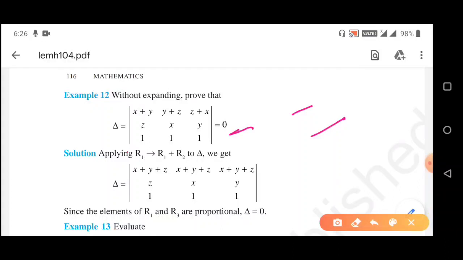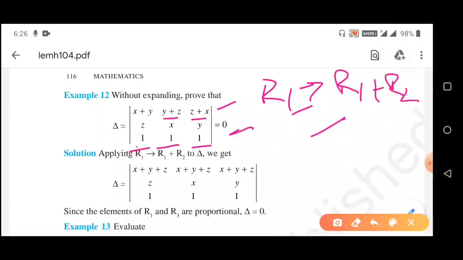See, here we can make the elements 0 by multiplying any row by anything, after that adding or subtracting. But see, here we have 1, 1, 1. Now in row 1 we have x plus y, y plus z, z plus x. If we do row 1 replaced by row 1 plus row 2, then in place of row 1 we will get x plus y plus z, x plus y plus z, x plus y plus z.